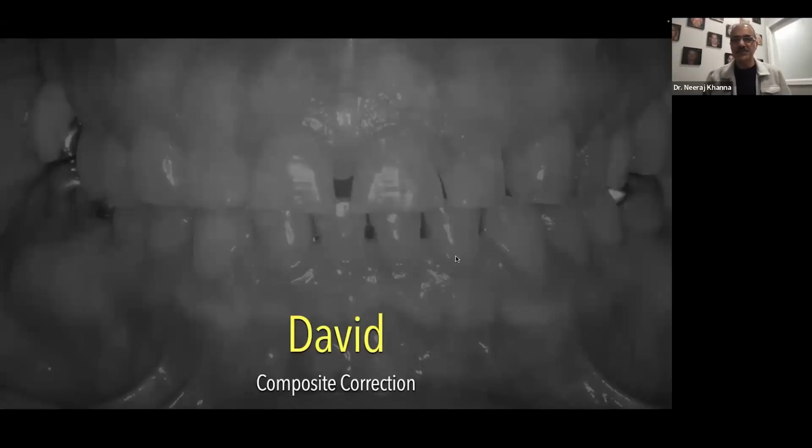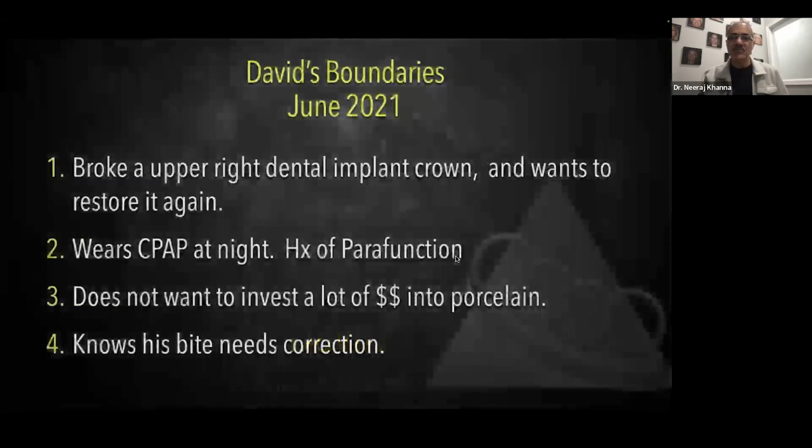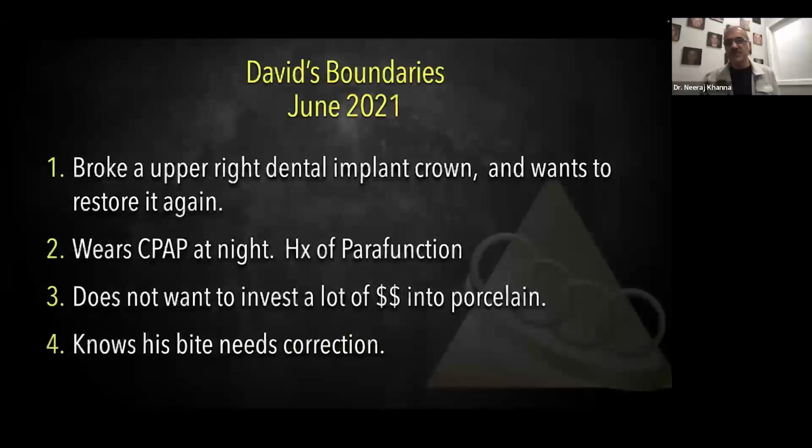And David is a patient who you've already seen his pictures from earlier in the program, but we decided to do composite corrections. And I'm going to explain why we chose this in a few moments. But David came with specific concerns. And one of the things that I've worked really hard at is to really listen to my patients and to listen to what is it that's bringing them in, number one, and what are their expectations? And so he broke his dental implant on the right side, but he wants to restore it again.